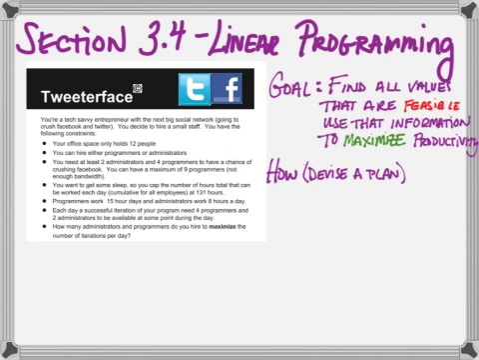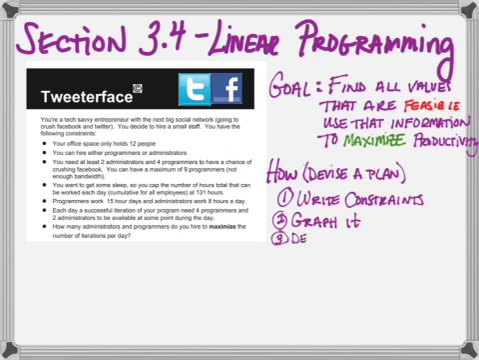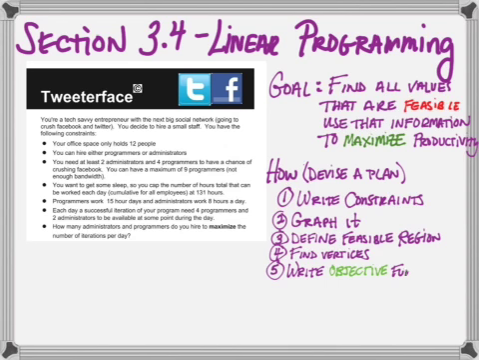So how we're going to do this, we're going to write a whole bunch of constraints. We're going to take this and turn it into mathematical equations and inequalities. We're going to graph it, so we get an overlap of all these shaded regions. We're going to look at those and determine the best for our feasible region. Then we find our vertices. We have to write something called the objective function.